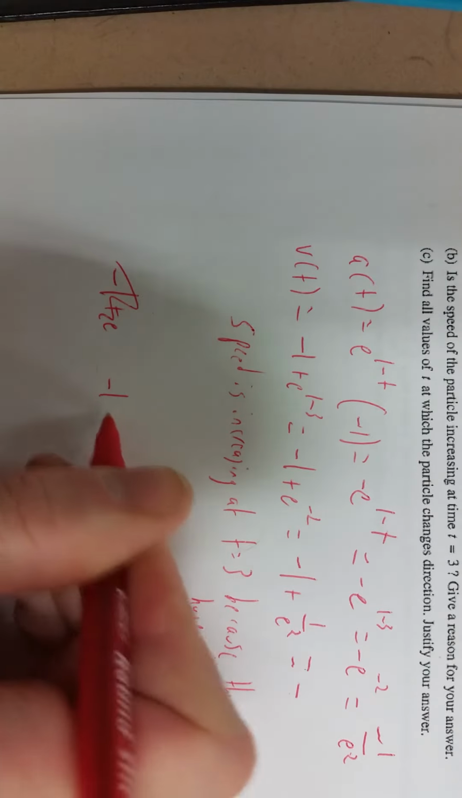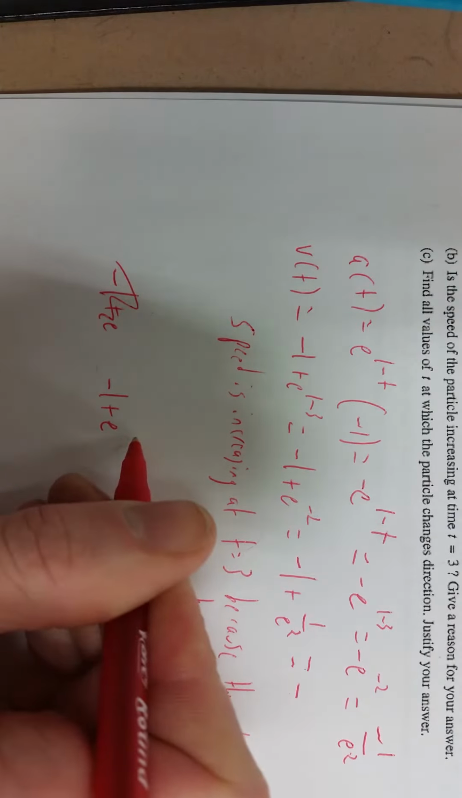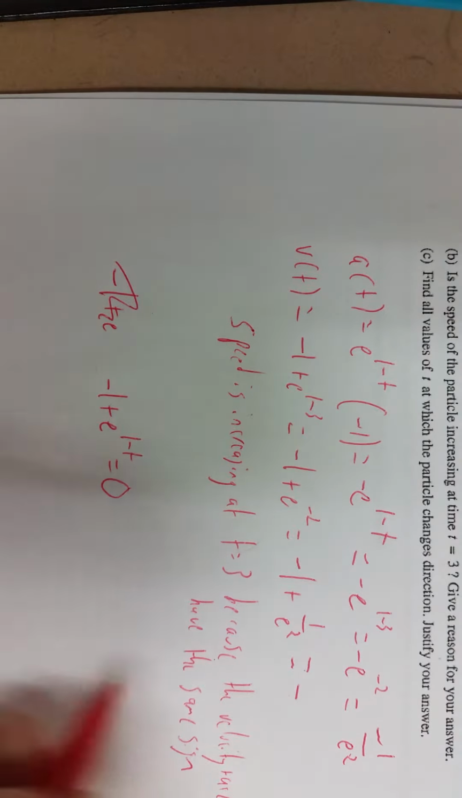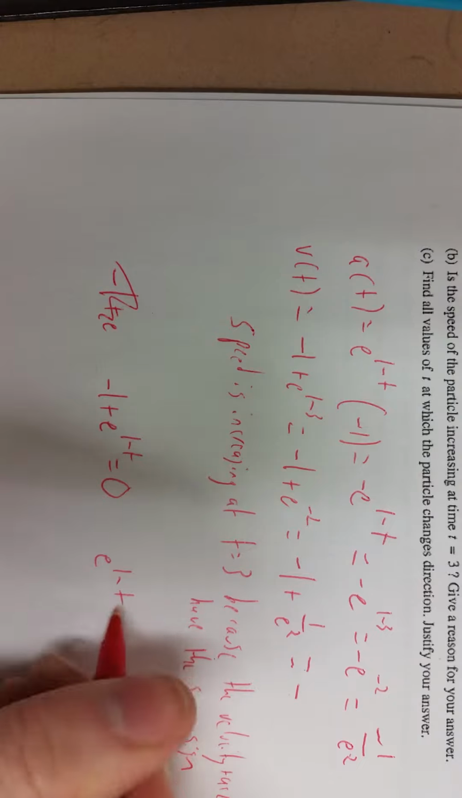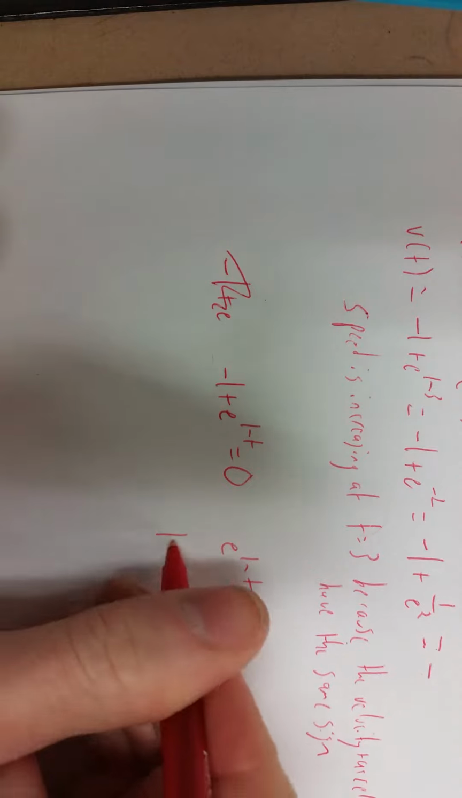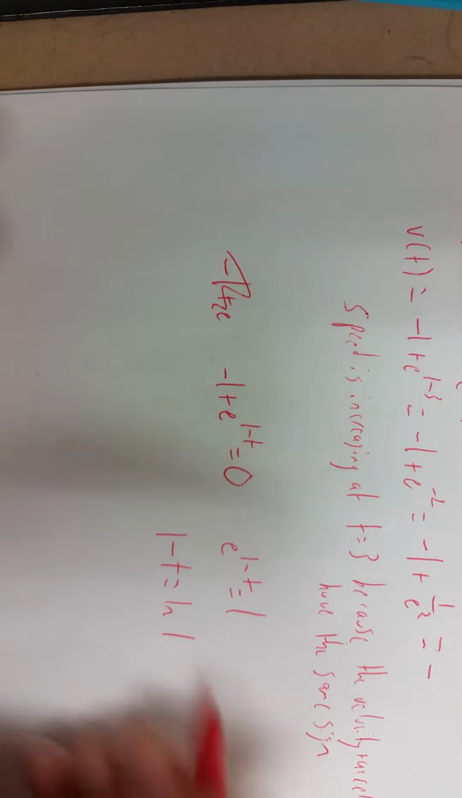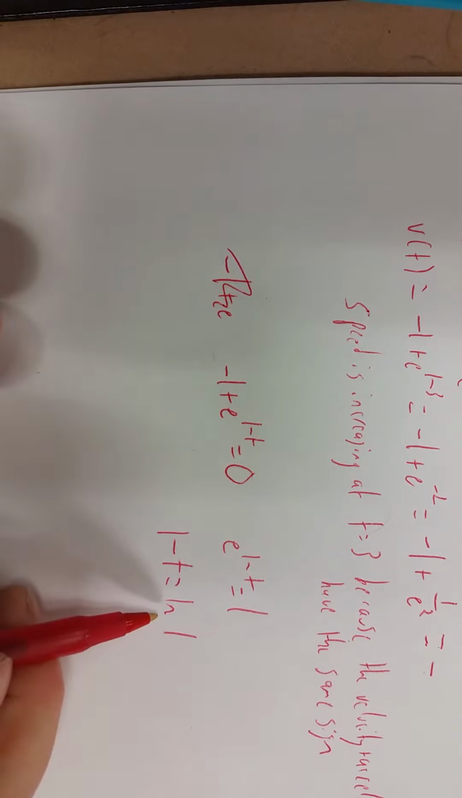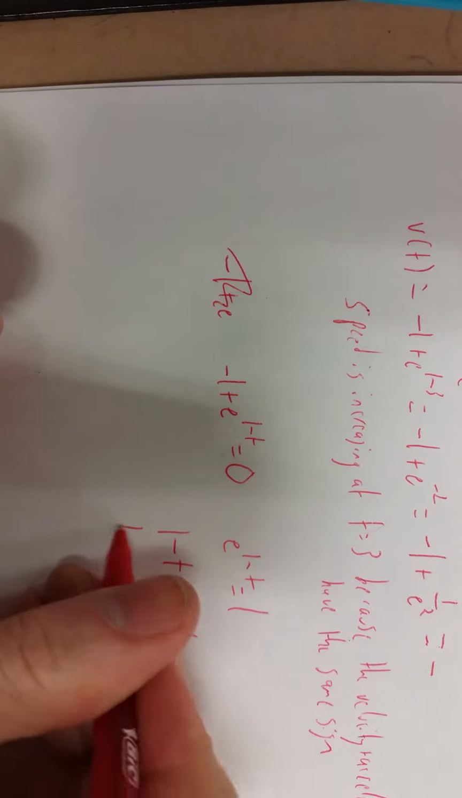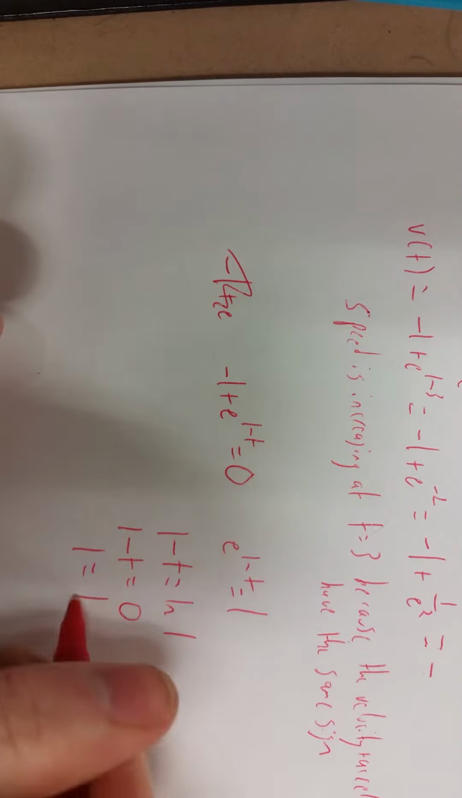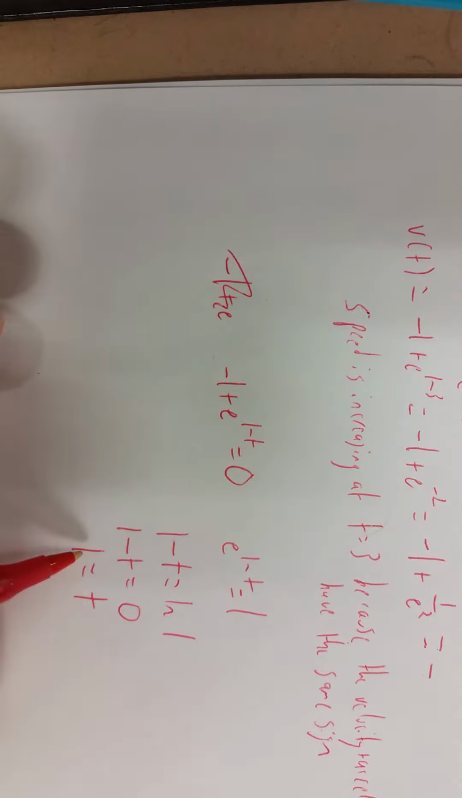Negative 1 plus e to the 1 minus t, we want to know when that equals 0. So we just need to solve. I'm going to add 1 to both sides. This is a math analysis move you should know. Take the natural log of both sides. You get 1 minus t equals the natural log of 1. I've said this a bunch of times in class. You absolutely need to know that the natural log of 1 is 0. So this is 1 minus t equals 0. So 1 equals t. t equals 1.